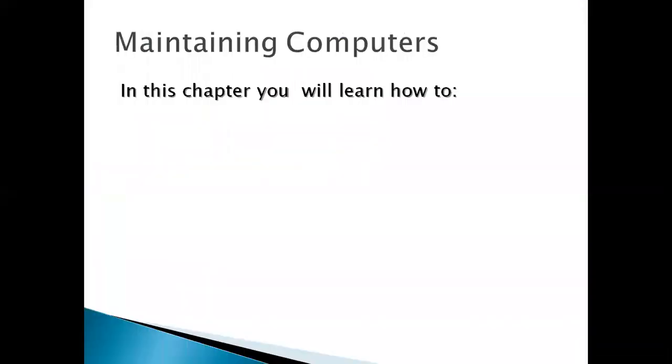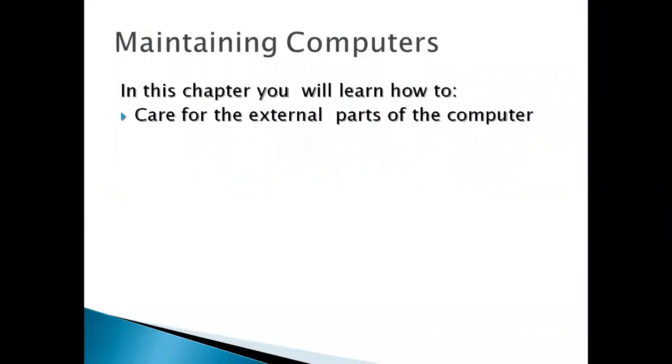Hello. Hello. Are you able to listen to me? Yeah, now I can see. Yeah. So we can maintain the computer.